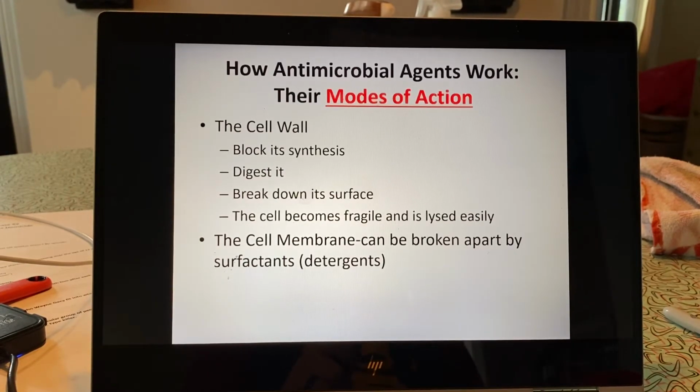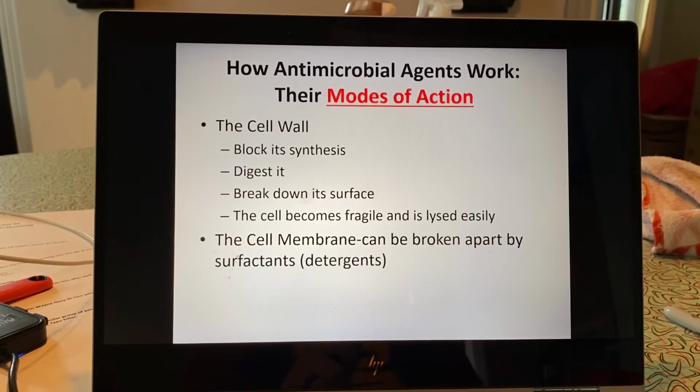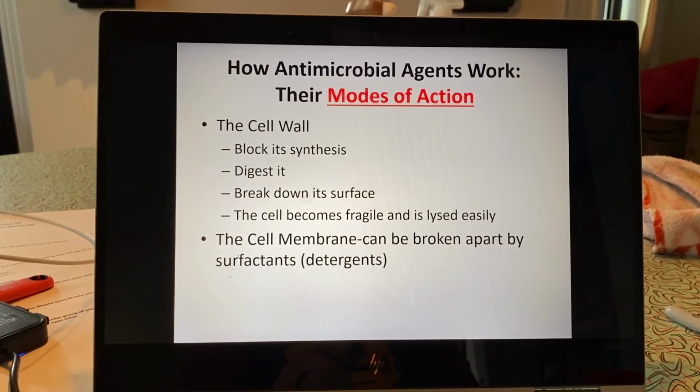So these are some of the different ways that these chemicals can work. Some of them will actually break apart the cell wall, or they affect the cell membrane.